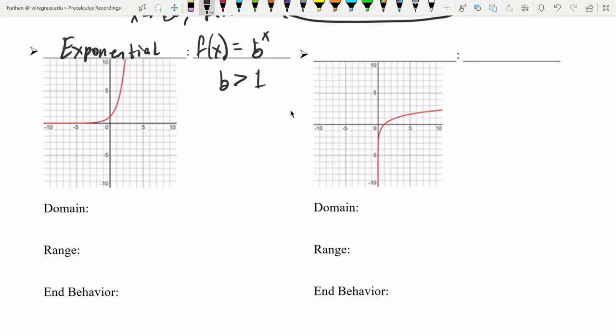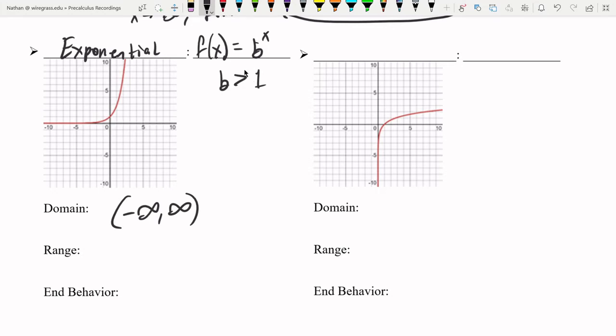The domain is everything. You can take any power on b, like you can take 1, 2, 1.5, 86.37, all those things. You can take a single number like 2, for instance, 2 to some power like that, and you can find it. So there's no issues with the domain.